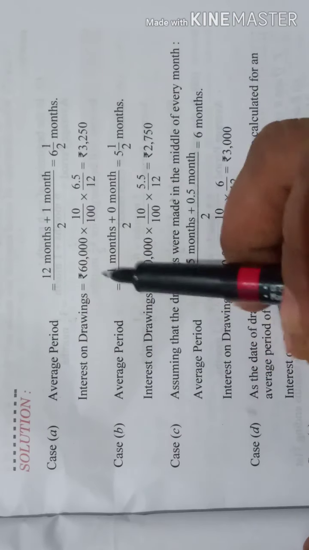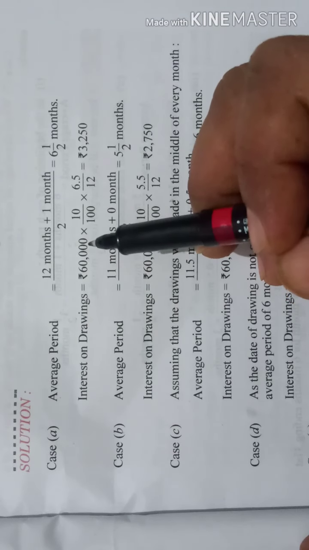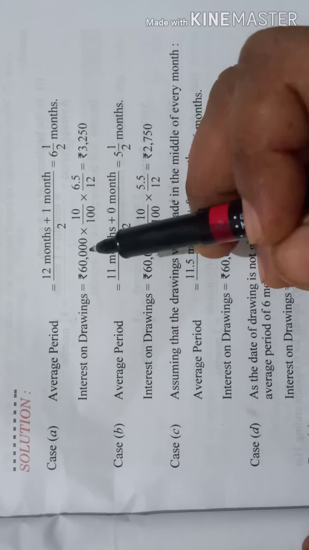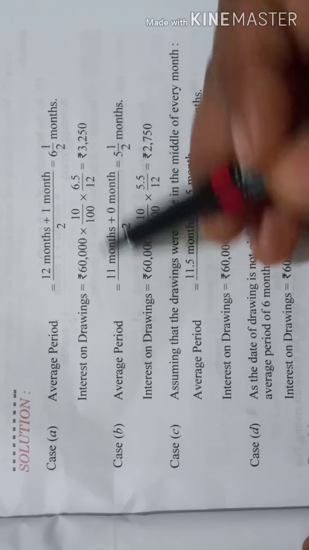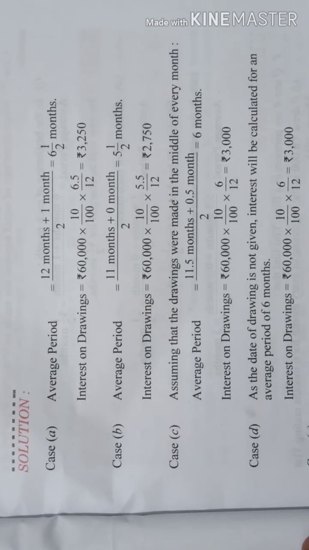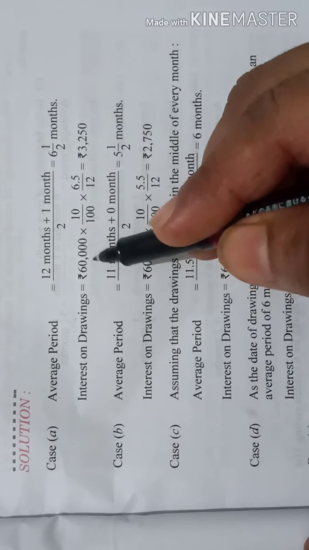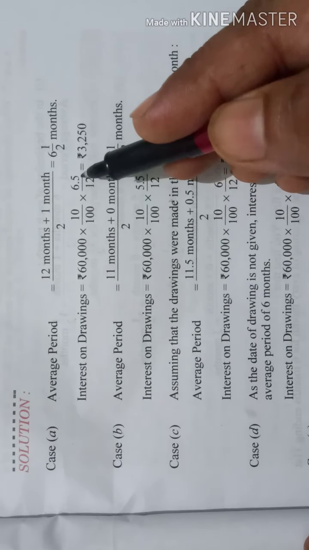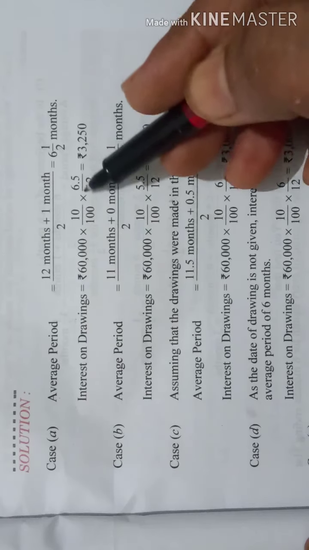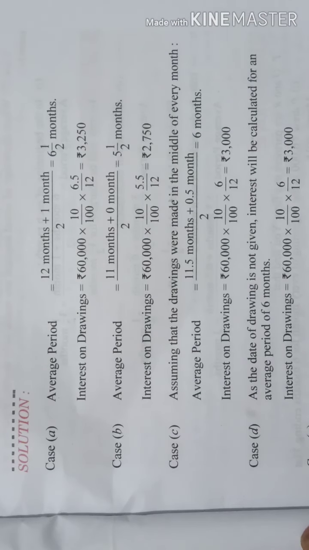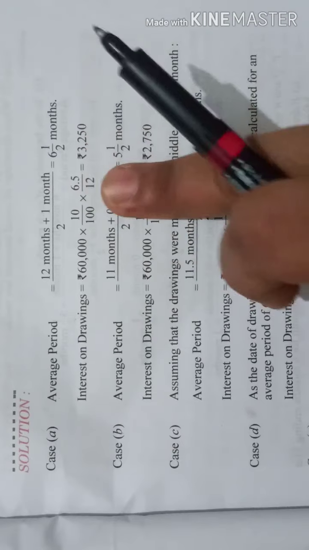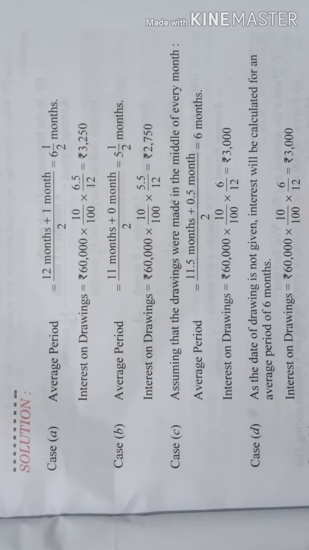Now how will we calculate interest on drawings? What is my drawings per month? 5,000. So what will be my total drawings in a year? 60,000. That is 5,000 into 12. Okay. So that will give me 60,000. Now 10% is the rate of interest. Now 6.5 is my average calculation divided by 12. Now you will say, why have you divided it by 12? Because we are finding it per month. Okay. So what we will do is 6.5 divided by 12. Am I clear?